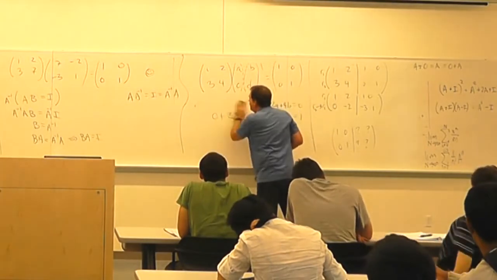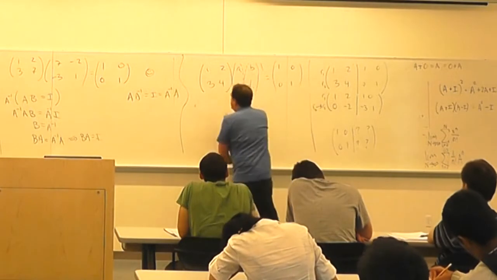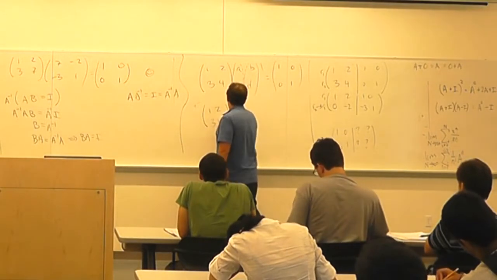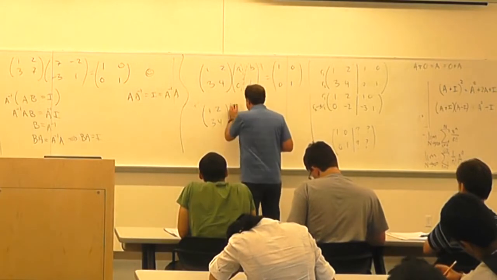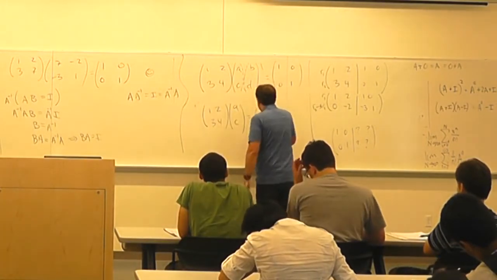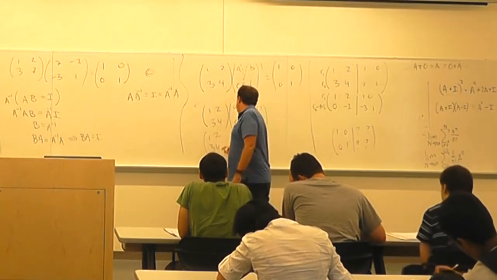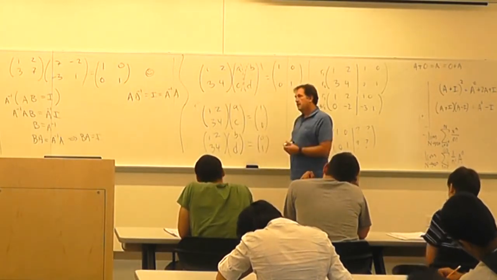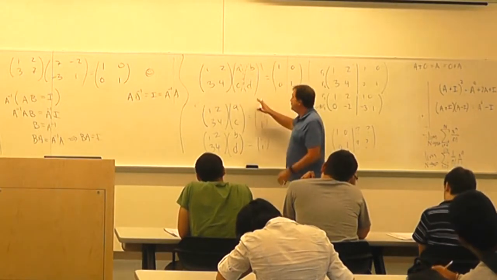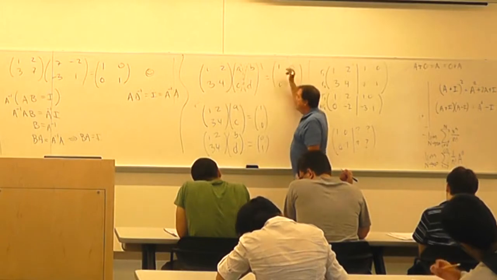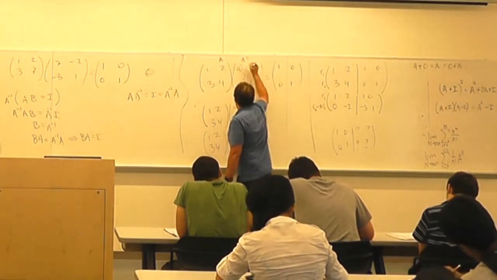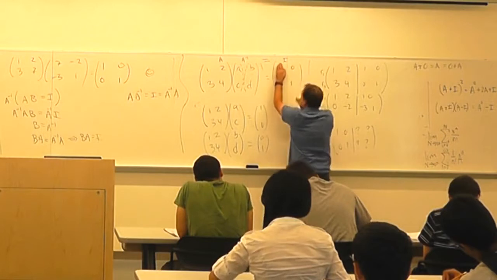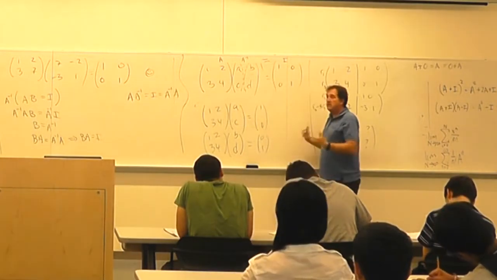In other words, it's the same as solving the equation 1, 2, 3, 4 times x, y equals 1, 0, and also 1, 2, 3, 4 times the second column b, d equals 0, 1. Because that's what I want to do. I want it so that the product is the identity. Because I'm trying to find A times A inverse, so that the product is the identity. I'm just thinking, solve that equation, and solve that equation. So let's just do them at the same time, because the process is going to be the same.